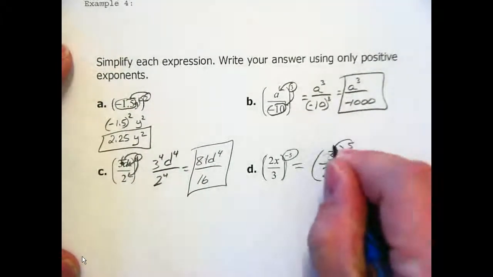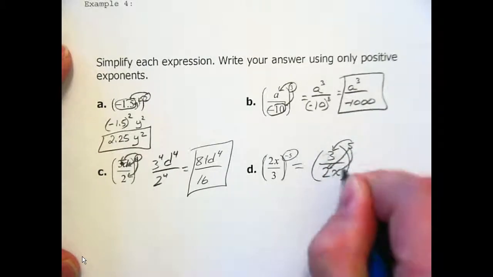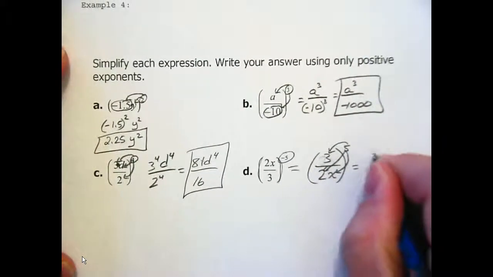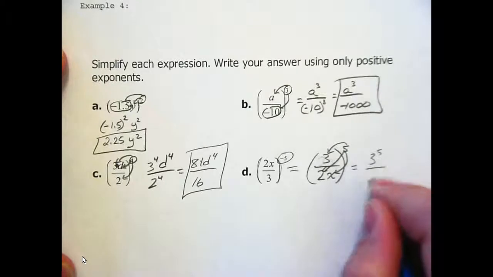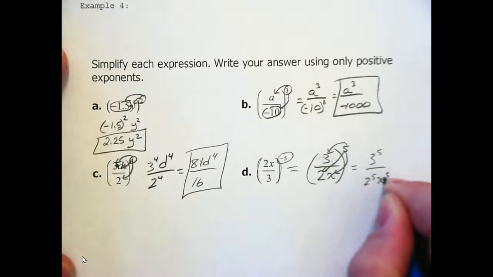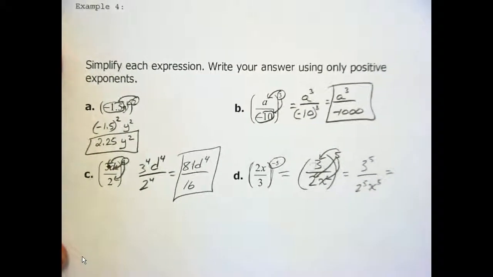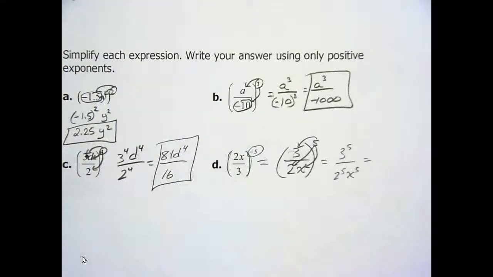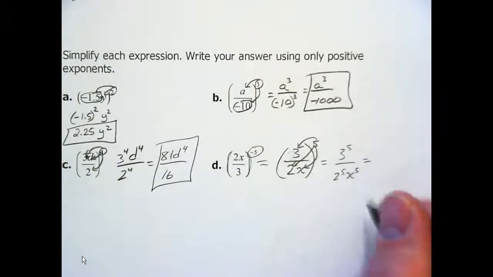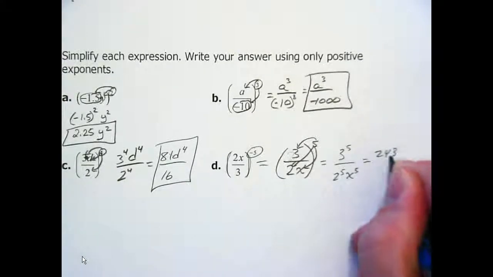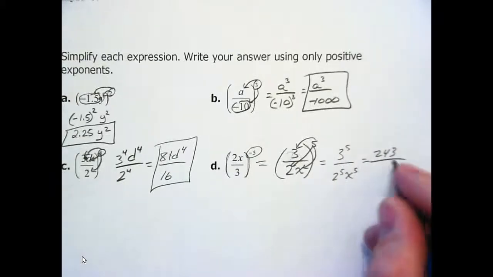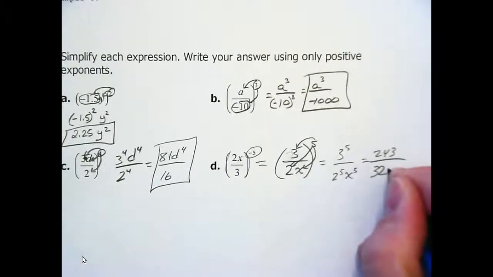That goes in here, goes in there, and goes in there. This gives you 3 to the 5th, 2 to the 5th, x to the 5th. 3 to the 5th is? Thank you, 243. 2 to the 5th, 32. X to the 5th.